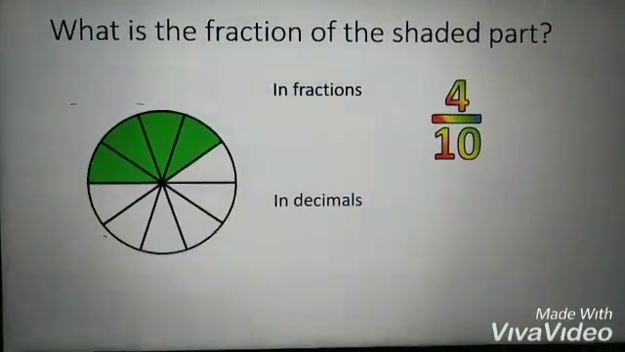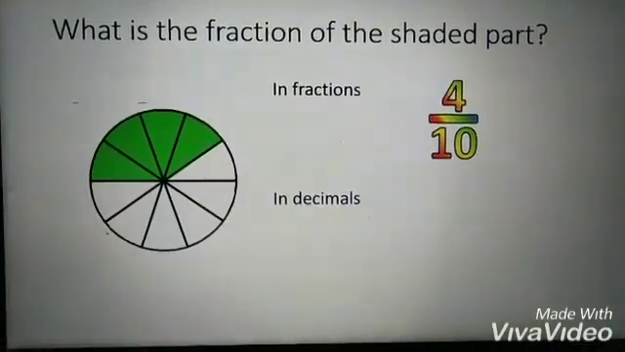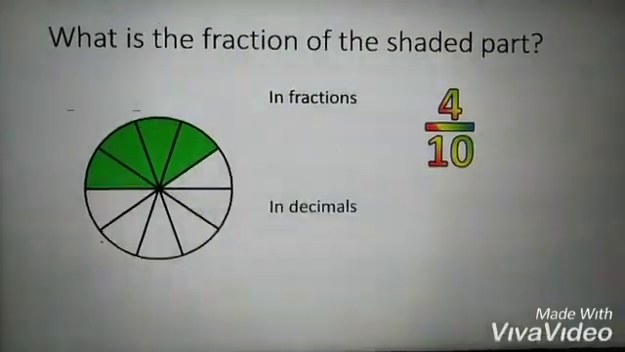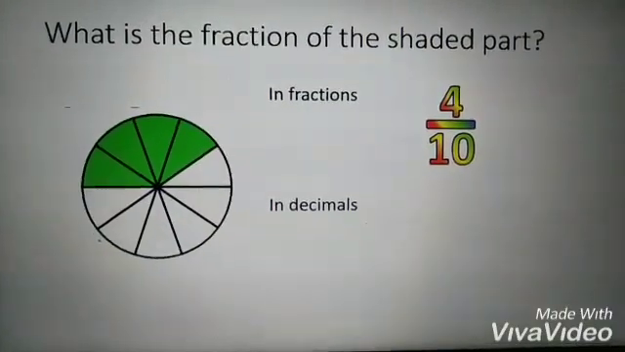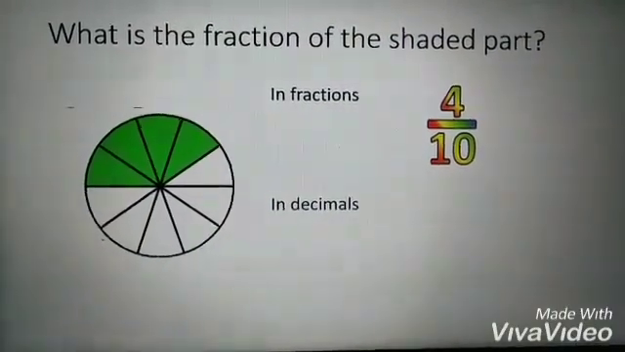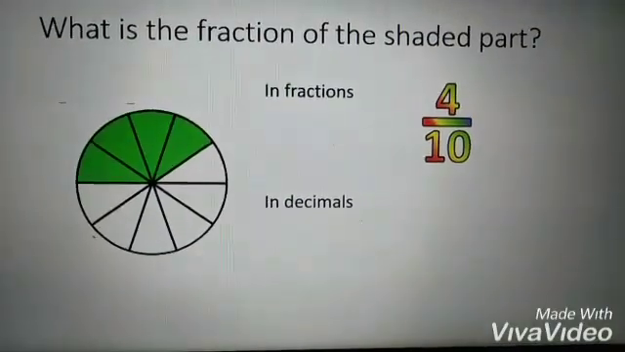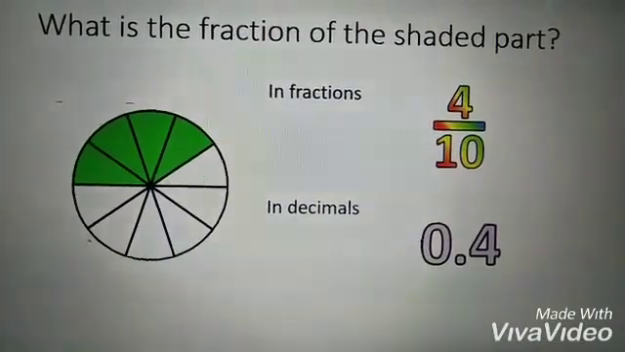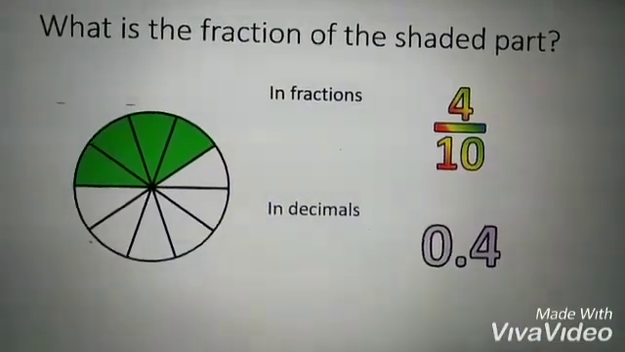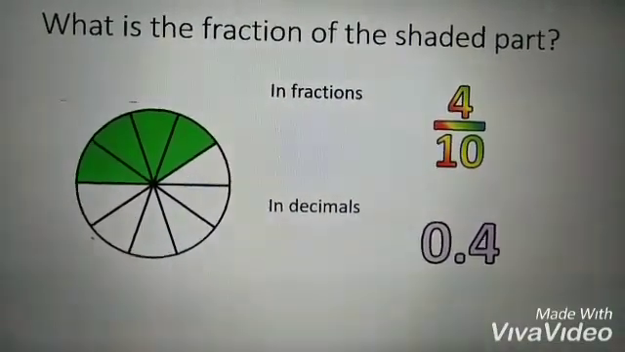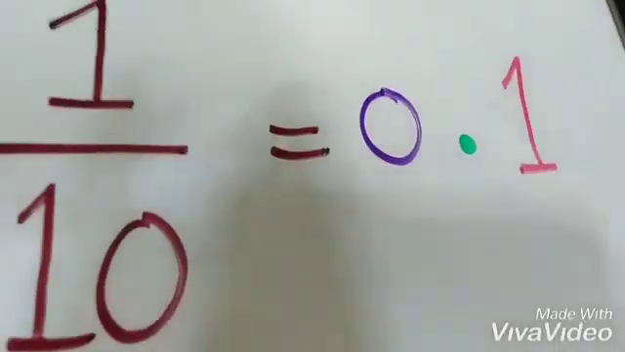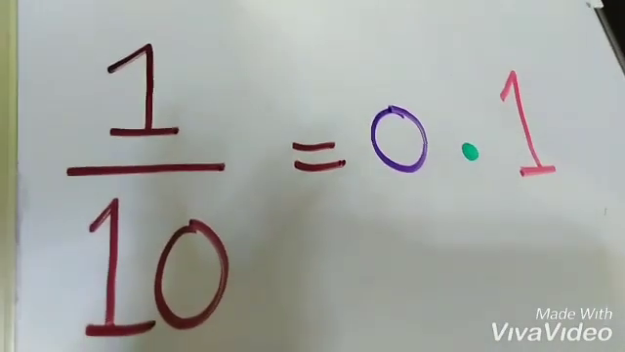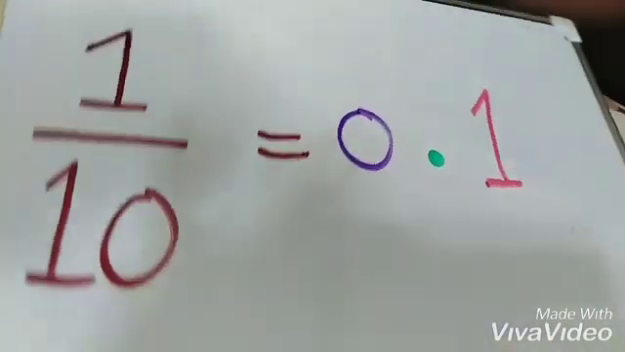We will write 0 because there are no whole colored parts. It's only part of a whole. Since we have 4 colored parts out of 10 parts, we will write the number 4 in the tenths place. So the fraction 4/10 can be written in decimals as 0.4. So again, my students, I can write the fraction 1/10 as 0.1.